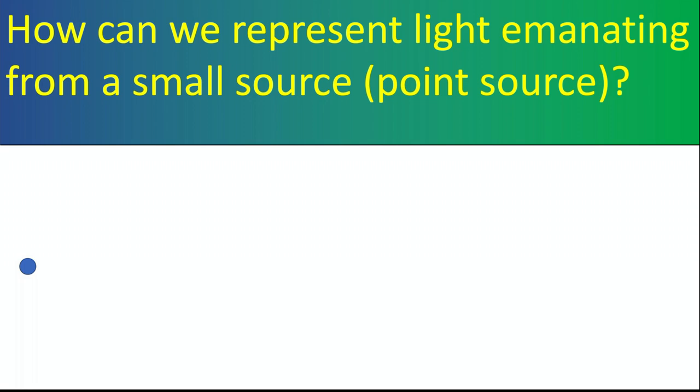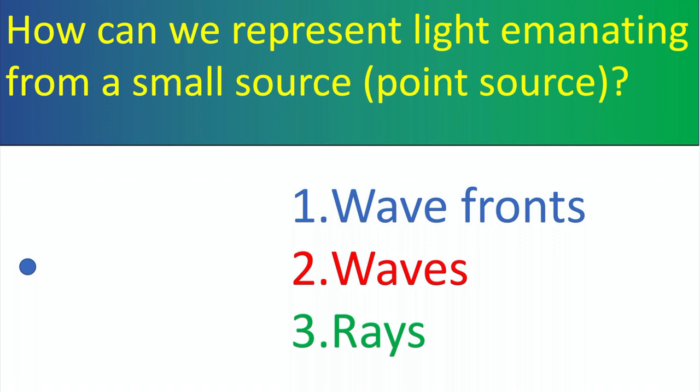First, we'll need to consider a source of light, a very small source that reflects or emits light. We're going to call this a point source, and it's represented here by this blue dot. Light will be emitted in waves from this dot in three dimensions, and we'll represent that light as wavefronts, waves, and rays. Each of these are simplifications of light and have their own strengths and weaknesses.